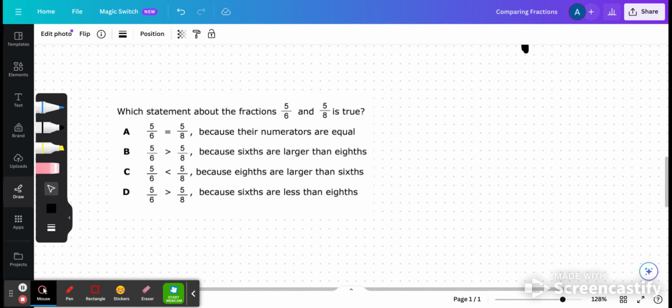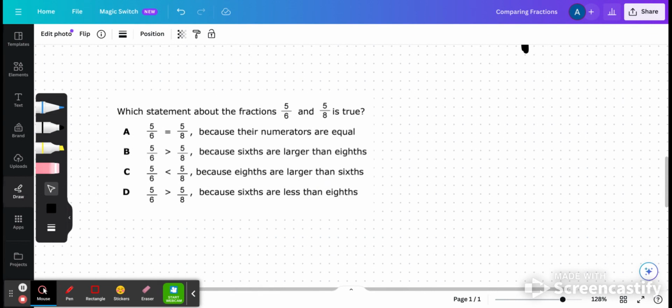And in this video, we're going to take a look at some STAAR test questions that have to do with comparing fractions. So we're going to look at some different questions, talk about strategies, how to show your work, and then how to come up with your answers.